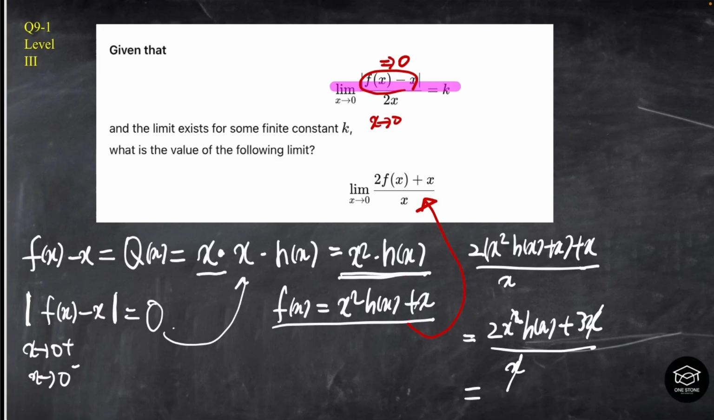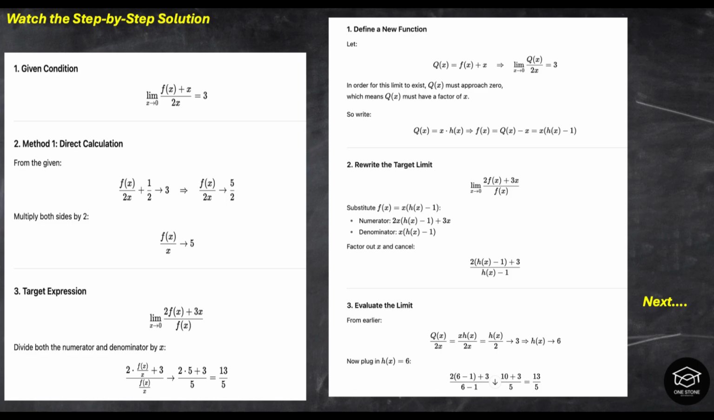So the full limit becomes the limit as x approaches 0 of (3x + 2x squared h(x)) divided by x. Now divide both terms in the numerator by x. That gives 3 plus 2x h(x). As x approaches 0, 2x times h(x) approaches 0 as well, since h(x) stays finite. So we're left with 3 plus 0, which equals 3. Final answer, 3.